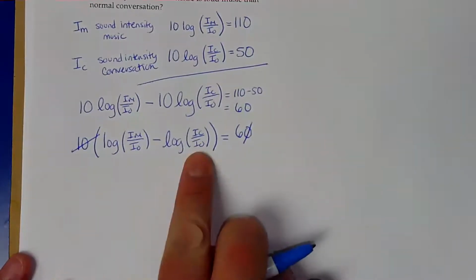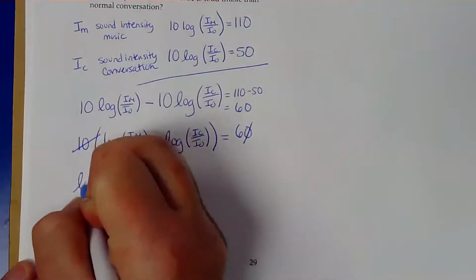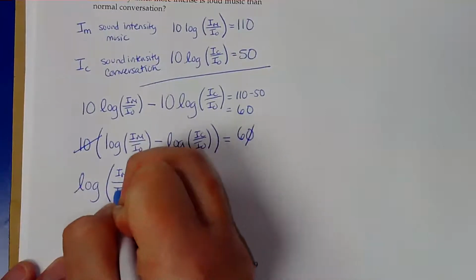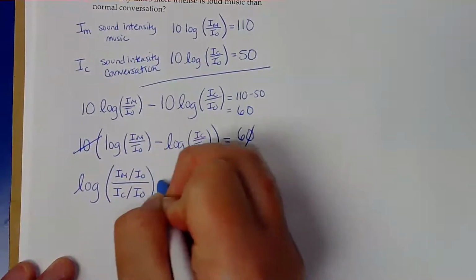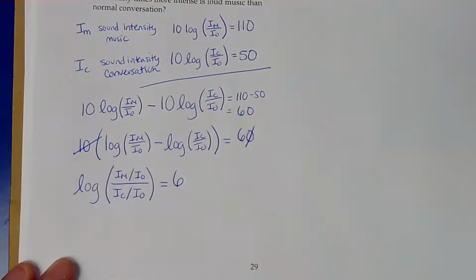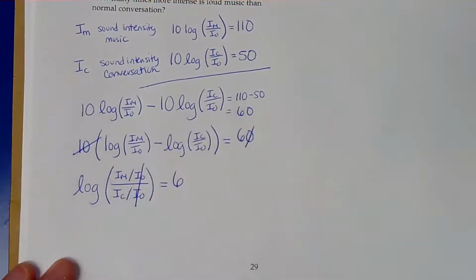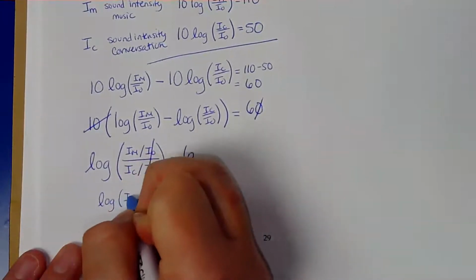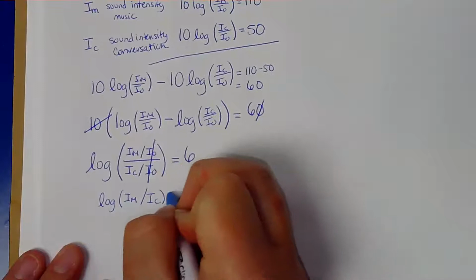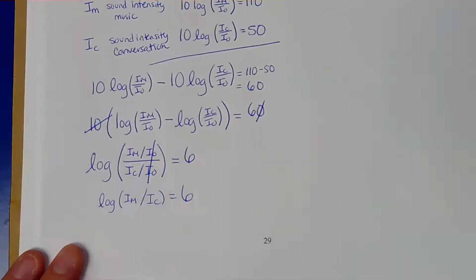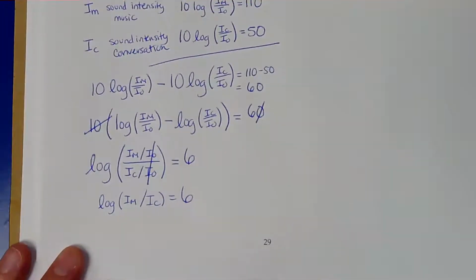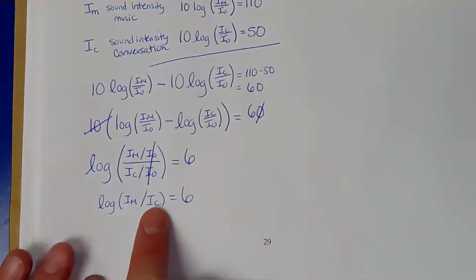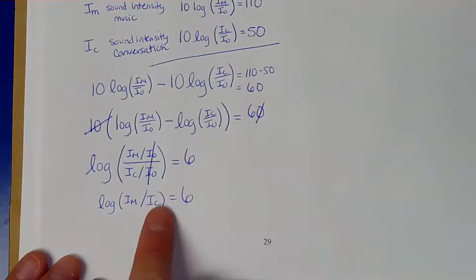Now I'm going to use the law of logs to combine these. So I get the log of IM divided by I0 over IC divided by I0 is equal to 6. Those I0s will cancel, so now I have the log of IM divided by IC is equal to 6. What I want to know is how many times more intense this loud music is than normal conversation, so what I want to solve for is IM divided by IC, to get that ratio.